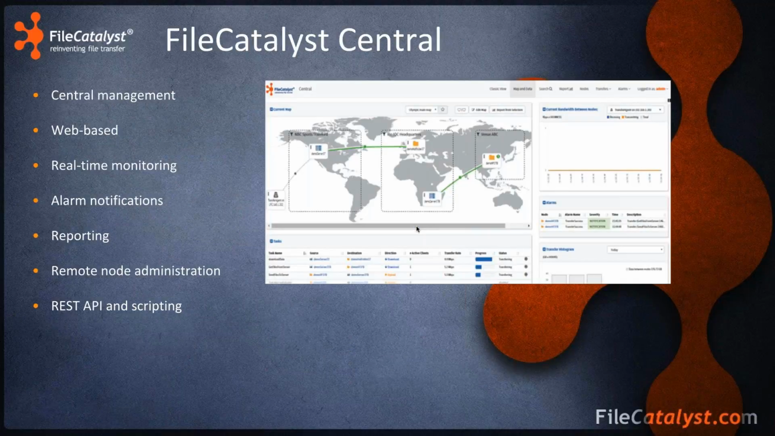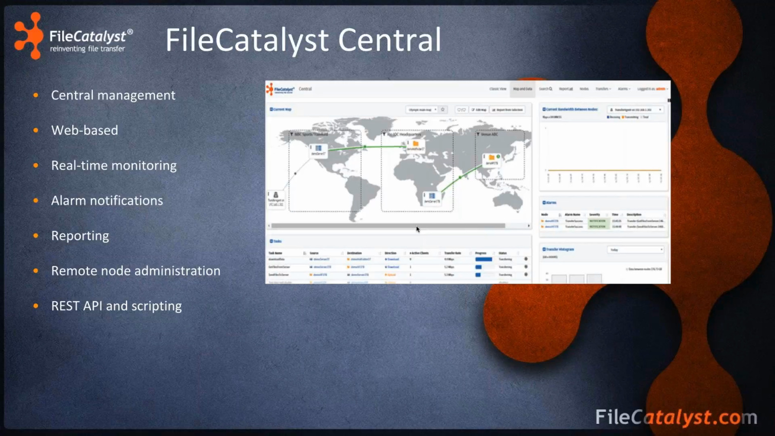The third product is FileCatalyst Central, which is our web-based management and monitoring application. It provides you a bird's eye view of your entire deployment. You can see all the nodes that are connected in, and transfers happening in real time. You get notifications for various events that you subscribe to. We have extensive reporting based on how much data is being transferred and how much bandwidth is being used.